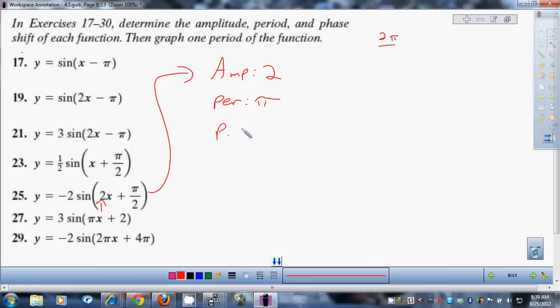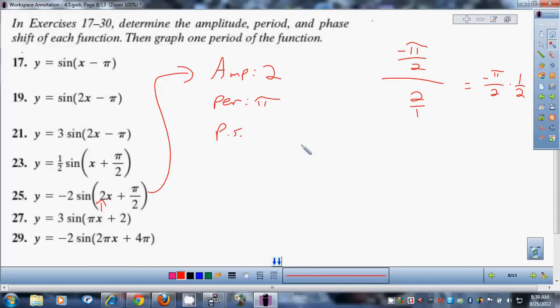Now for my phase shift. I'll show the work over here. What is the number being added or subtracted to my x? Pi over 2. Now remember, you take the opposite of that. So it'll be negative pi over 2. That's my c value, divided by my b value, which is the same as negative pi over 2 times 1/2. If you flip and multiply, because this is the same as 2 over 1, what is this when you multiply it out? Negative pi over 4.